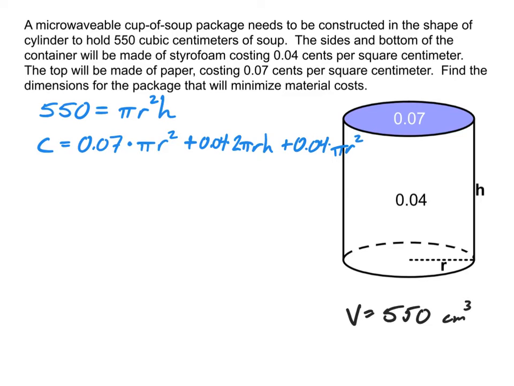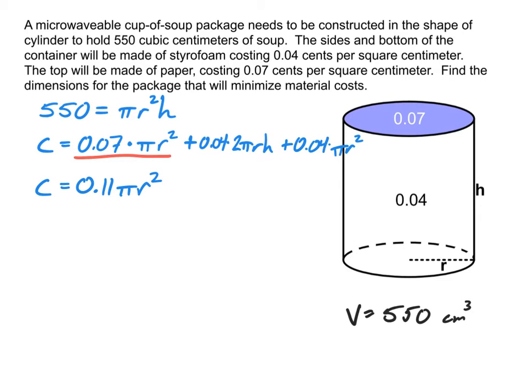Now, as I take a look at this equation, it certainly looks a bit overcomplicated at the moment. I want to be able to simplify it down a bit. And you notice that both of these terms are pi r squareds. One of them is 0.07 pi r squared, the other one is 0.04 pi r squared, but I can still add those together.